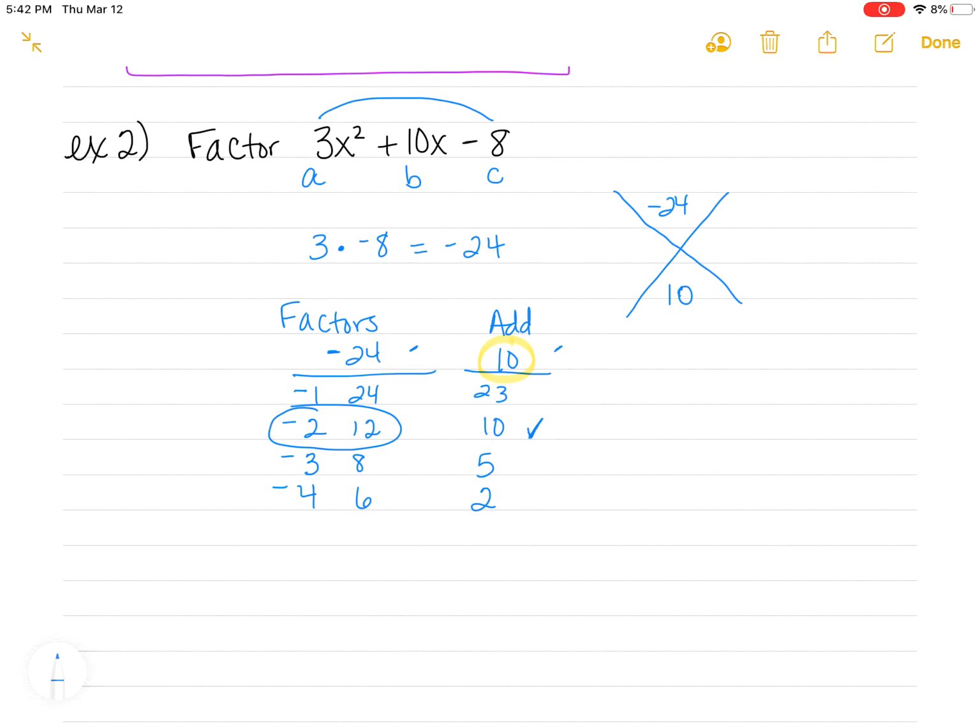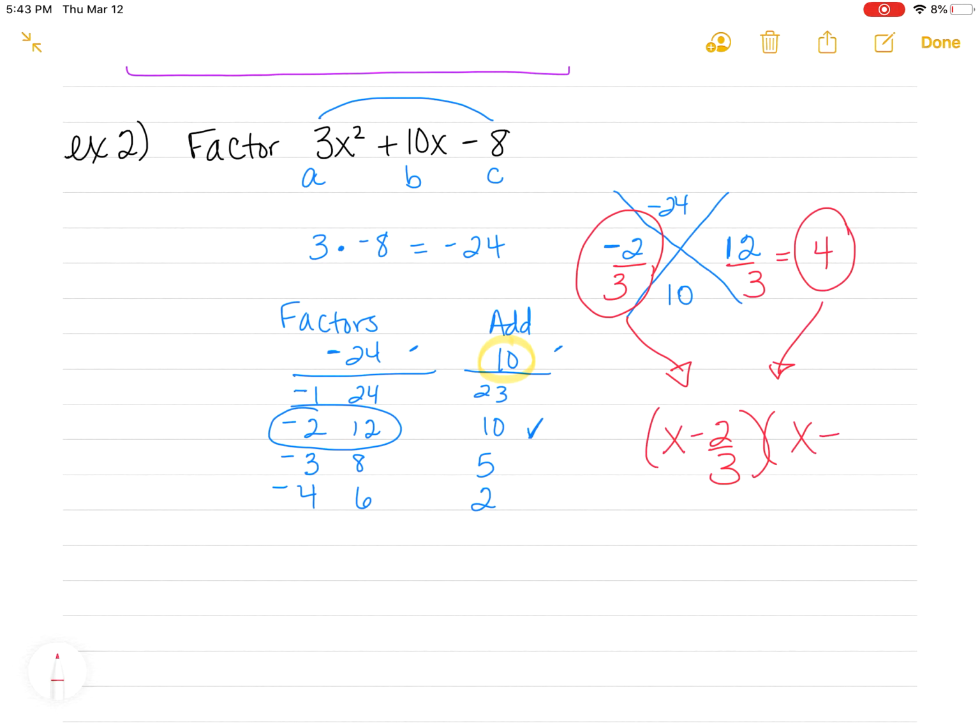Okay, so I have negative 2 and 12, so those are going to go in the sides of the X. And then the last step is to divide by A. So we're going to divide both sides of that by 3, and simplify. So negative 2/3 doesn't simplify. 12 divided by 3 is 4. Right? So when I bring those down, I get x minus 2/3 and x plus 4.